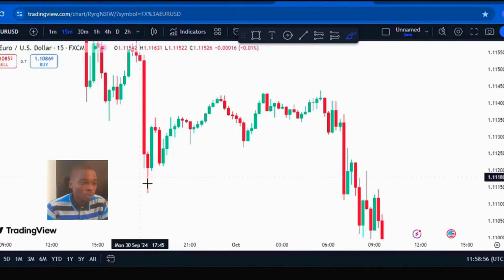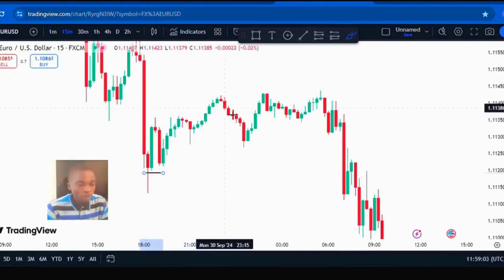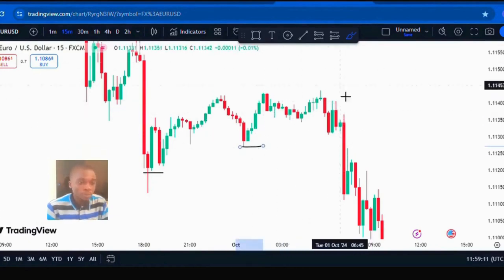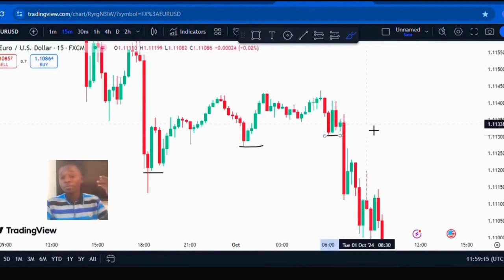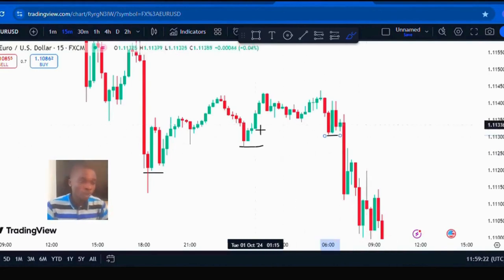Price came down and rejects. Now we've had the first rejection. Price came back down, you can see that it rejects at this point. Now price rejects again. You can see that we've had multiple areas of rejection at this point. Also here, price rejects at this point.